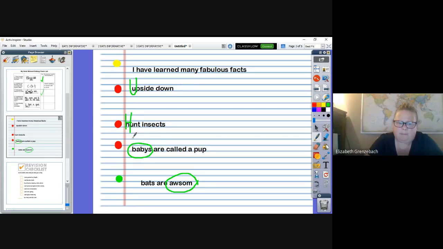Babies are called a pup. Change that B into a capital B. Bats are awesome. Change that B into a capital B.